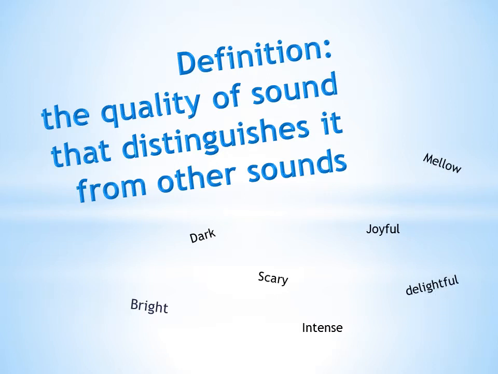So far we've talked about highness or lowness. We've talked about loudness versus softness. In this case, we're talking about something much more personal. The tone color is the reaction that we have, basically, to the sounds that we hear. So if you hear a melody produced by a piano, you're going to feel certain emotions. You're going to use certain words, certain adjectives to describe that sound. Those adjectives, like mellow, joyful, or scary, dark, bright, intense, those are words that describe the tone color of the sound you're hearing.